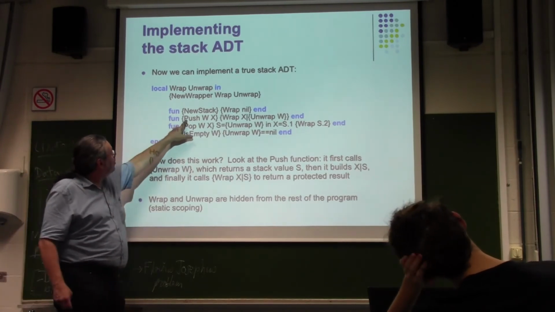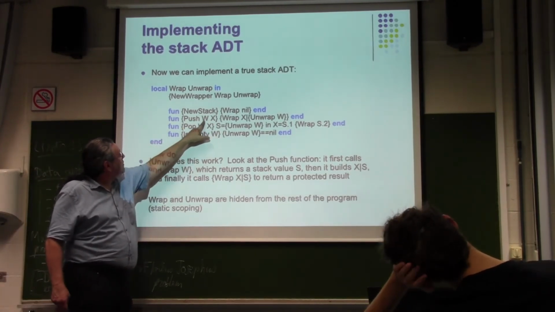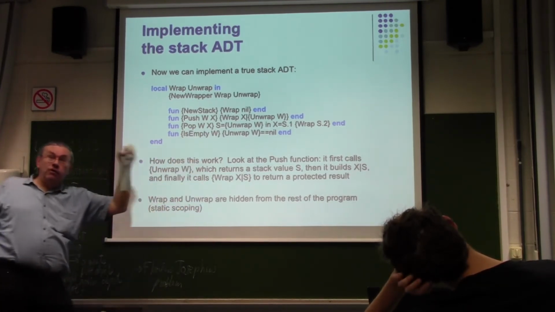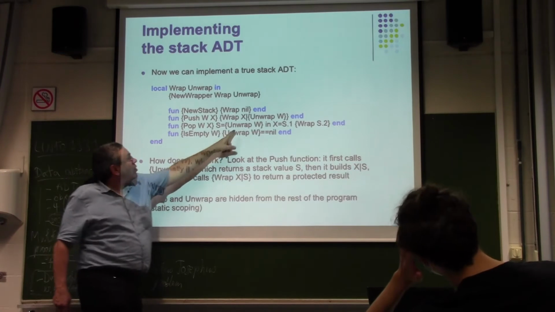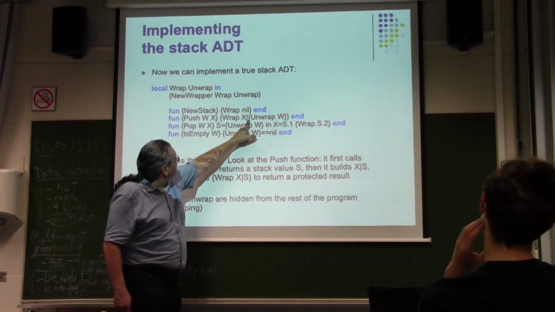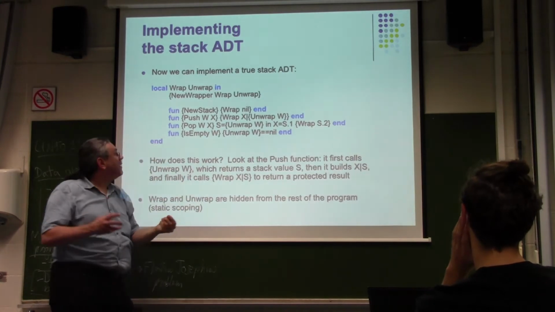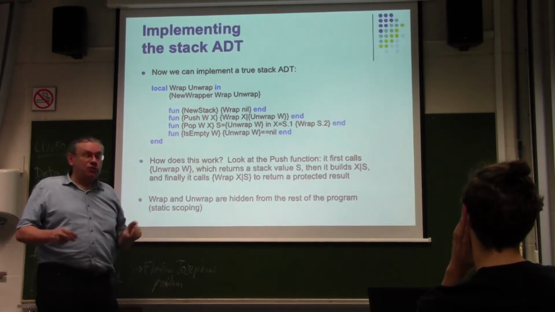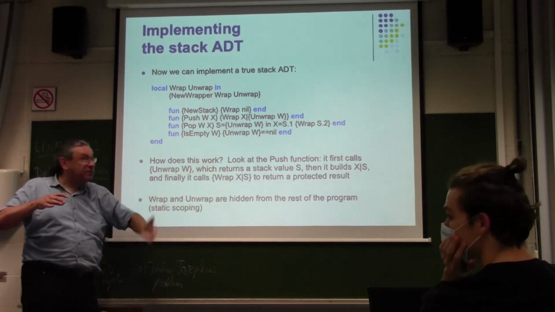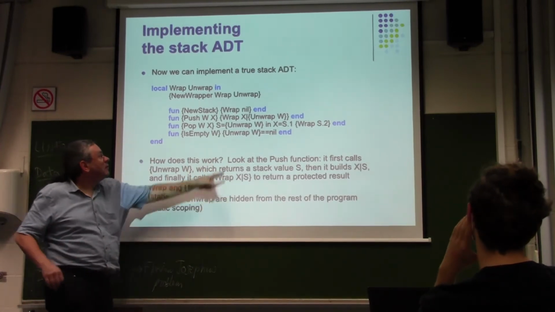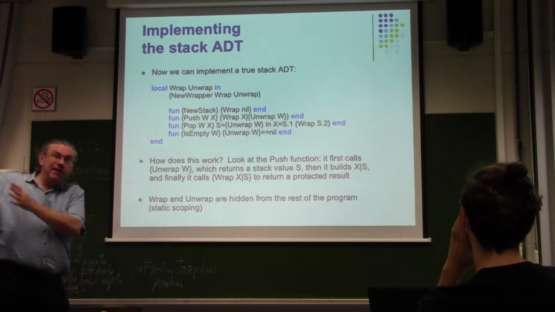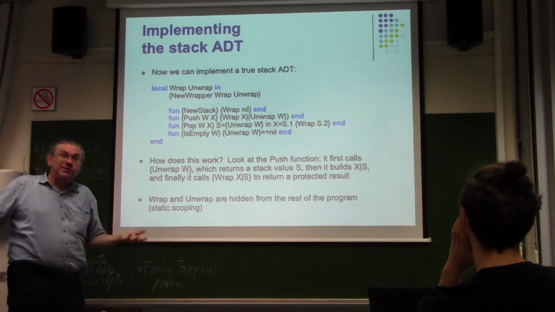Now if I want to push X on the stack, how do I do that? Well, first I have to unwrap it. So I call unwrap of W, and then I do X bar that, so I put X in front. And then I wrap it again. So basically, when you come into one of these functions, the first thing you do is unwrap. Then you do your operation. And before you leave, you wrap it again. So this is very normal.